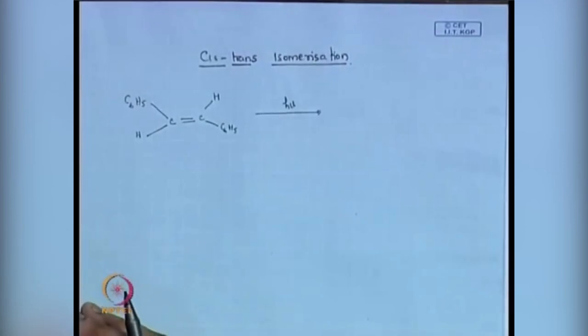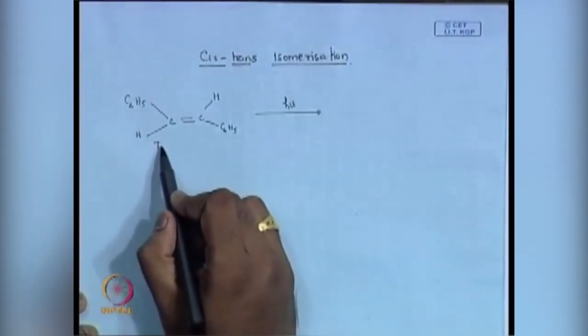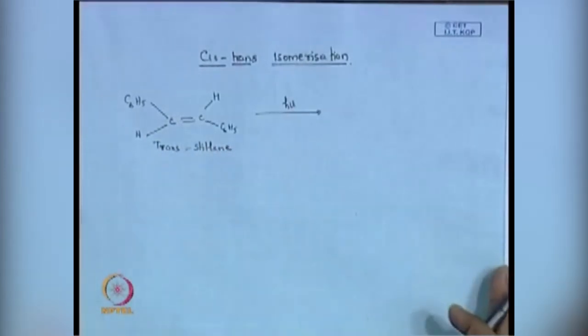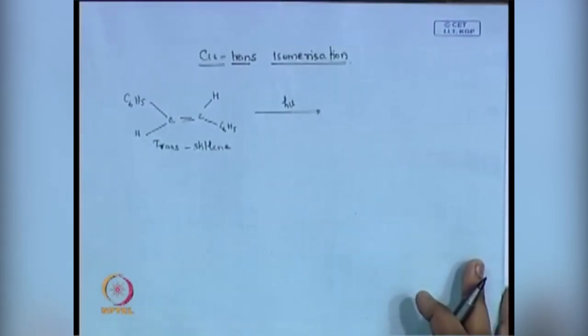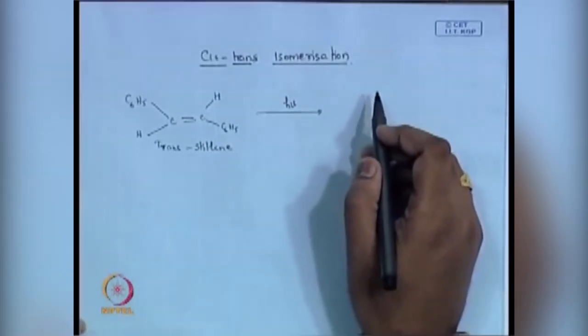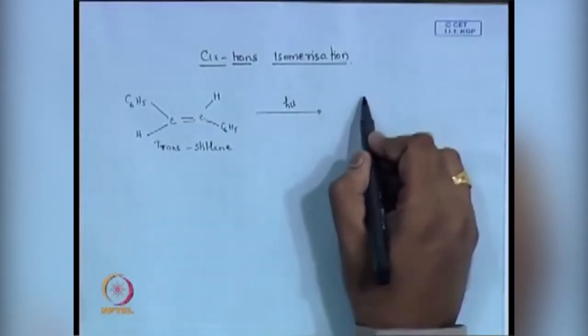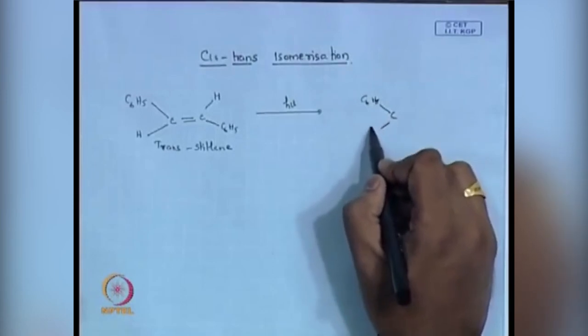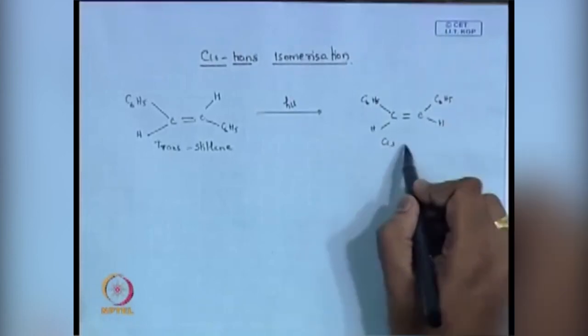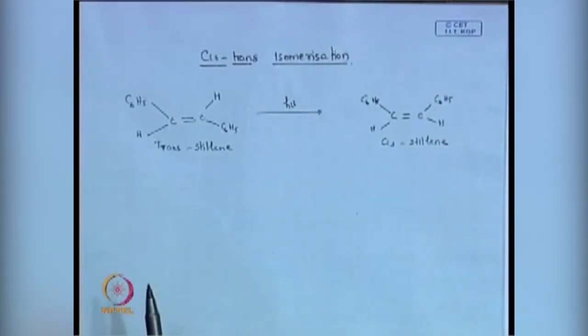So, this is your, what structure is it? What is this compound? Very good. It is a trans stilbene. So, if I photolyze this trans stilbene directly, then, you know, trans is much more stable, as you know. In photochemistry, you can take your trans stilbene, photolyze it, and you end up with a cis stilbene.